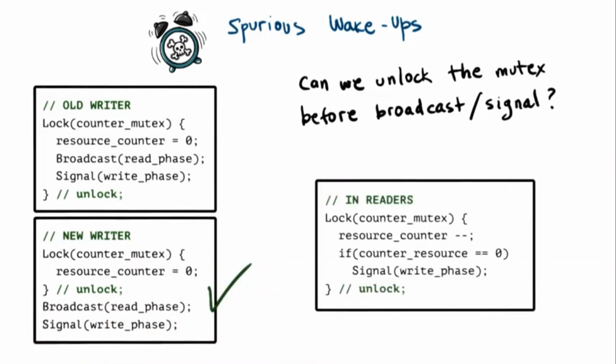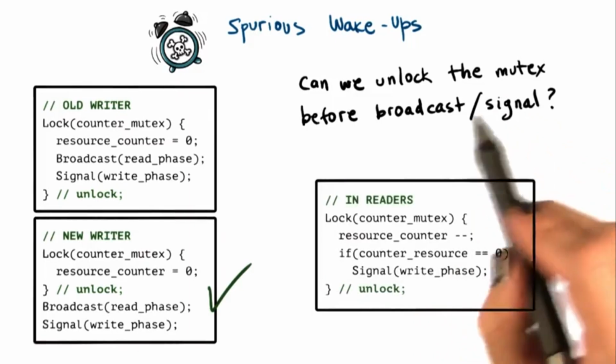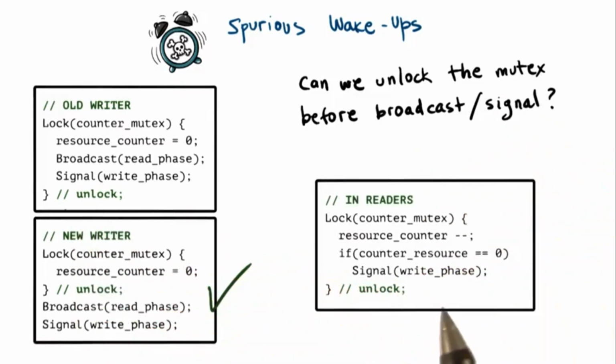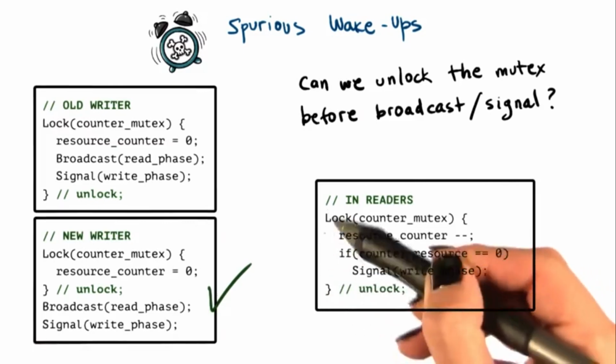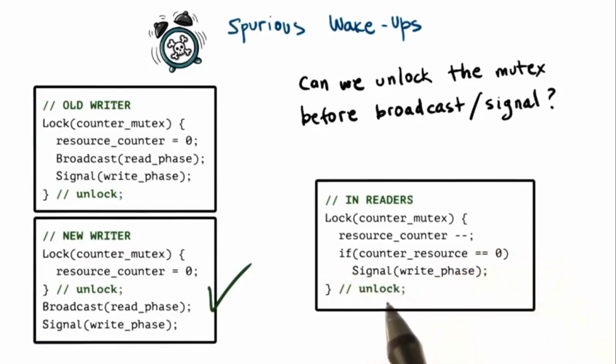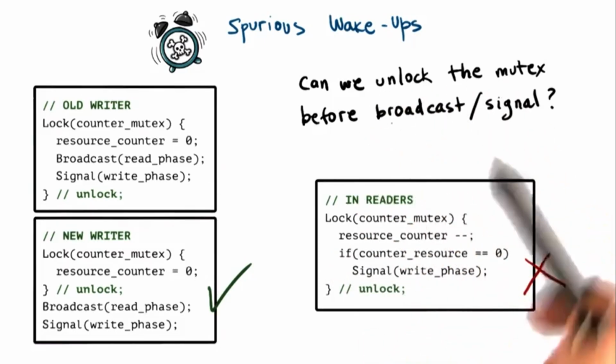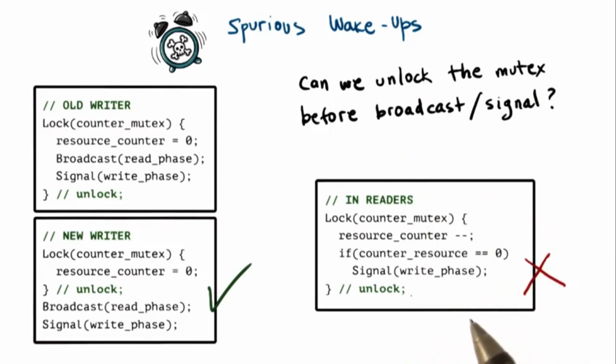In other cases, however, this would not be possible. We cannot restructure the program in this way. So if we look at what's happening at the readers, the signal operation is embedded in this if clause, and the if statement relies on the value of resource counter. Now, resource counter was the shared resource that this mutex was protecting in the first place. So we cannot unlock and then continue accessing the shared resource. That will affect the correctness of the program. Therefore, this technique of unlocking before we perform the broadcast or signal doesn't work in this particular case or in similar cases.